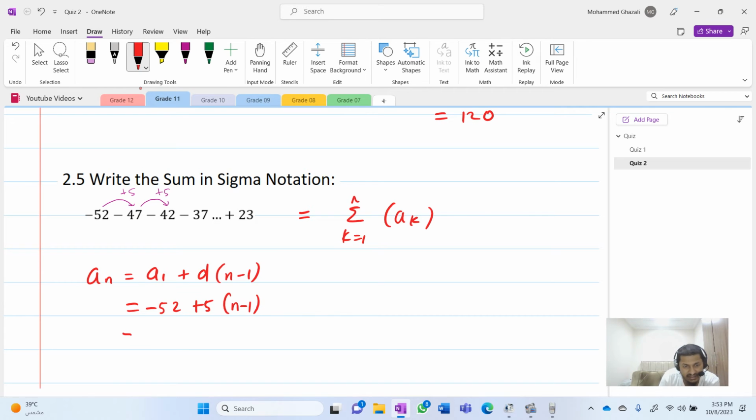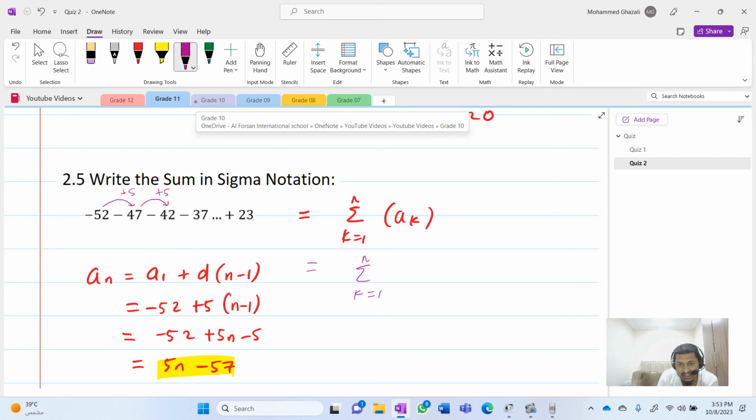If we simplify this, we get negative 52 plus 5n minus 5, which is 5n minus 57. Now we need to change the n into a k. So this answer will now become the sum from k equals 1 to n of the ak formula, 5k minus 57. Now we have a problem because we don't know how many terms there are.